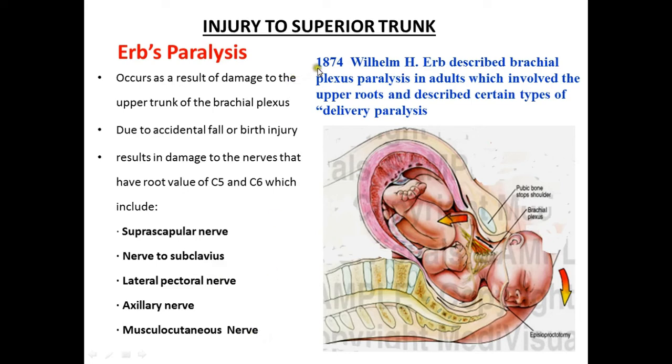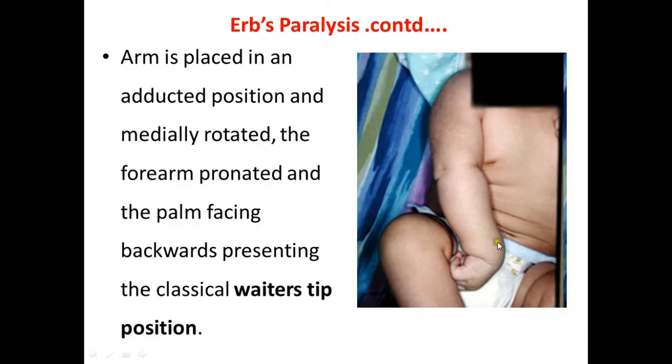Erb's paralysis was first described by William H. Erb in 1874, and it involves the upper root, describing certain types of delivery paralysis. It means the upper arm becomes paralyzed. How does it become paralyzed? It is paralyzed due to the wrong way of delivery, where the head is pulled in a wrong way, and due to this wrong pulling of the head, the nerve becomes damaged over here. The roots of the nerve are directly damaged. Now what happens to the arm in Erb's paralysis?